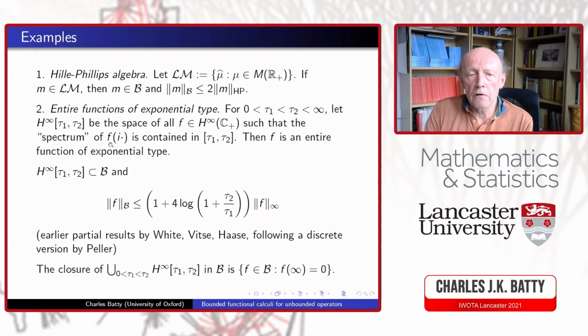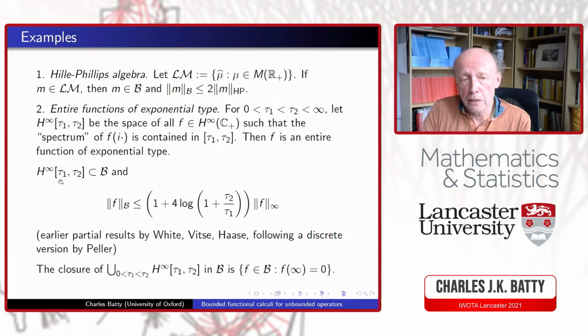The spectrum of a function of a real variable is just the support of the distributional inverse Fourier transform of that function. Then these functions, when we think of them as functions of z in C+, are entire functions of exponential type, and they're decaying as you go off to the right. They're decaying at an exponential rate relating to τ1.